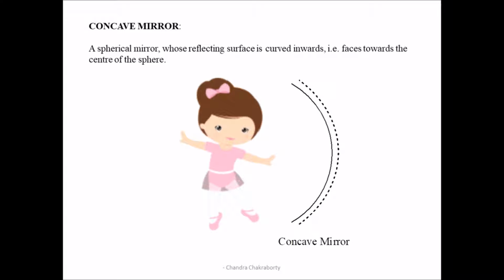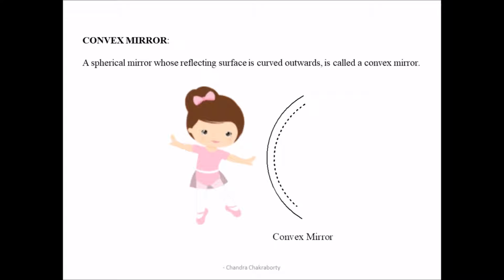A concave mirror is a spherical mirror whose reflecting surface is curved inwards. That is, it faces towards the center of the sphere. In this picture, you can see that there is a solid line and a dotted line. The solid line represents the reflecting surface and the dotted line represents the opaque part that does not reflect the light. So the girl is dancing in front of the solid line, that is, in front of the reflecting surface. The convex mirror is a spherical mirror whose reflecting surface is curved outwards. Here you can see that the solid line is curved outward. That is the reflecting surface of the mirror and the girl is dancing in front of it.